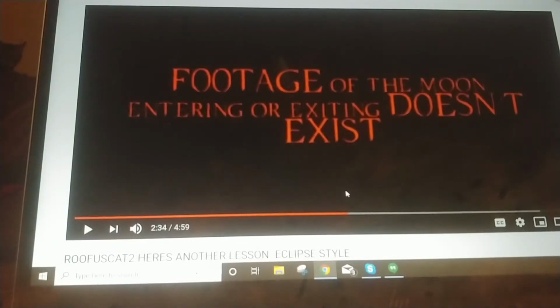Footage of the moon entering or exiting doesn't exist? No, that's actually not true at all. That's absolutely not true.